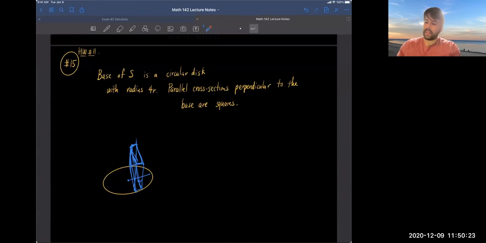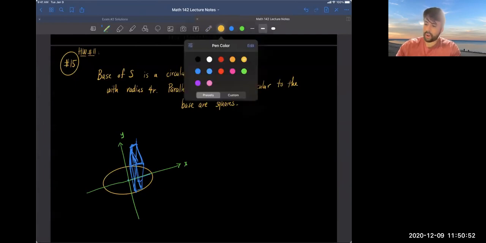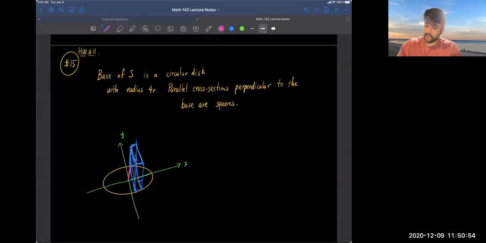So what we tend to do is to create a coordinate axis for the base. So I say this is x, right? And this is my y. And the radius is 4r. So that means that my big radius, the radius of this guy here, is 4r. Okay? It's 4r.